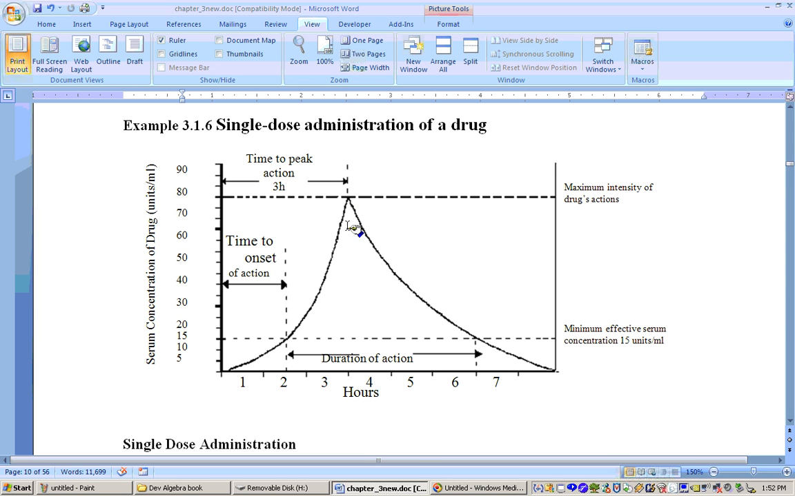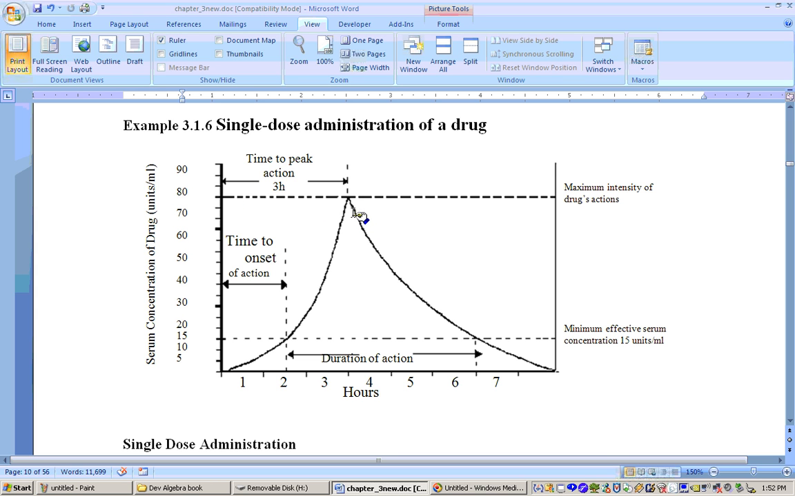And how many hours is that? Well, that looks to be about 3.5 hours right here. Okay, maybe 3 hours. It depends if this number is supposed to be right underneath of that. But maybe 3.5 hours it reaches its maximum concentration. What is its maximum concentration? Well, here it says time to peak about 3 hours. So this is the third hash mark here. So 3 hours. And what is its maximum concentration? 80 units per milliliter would be its maximum concentration level.